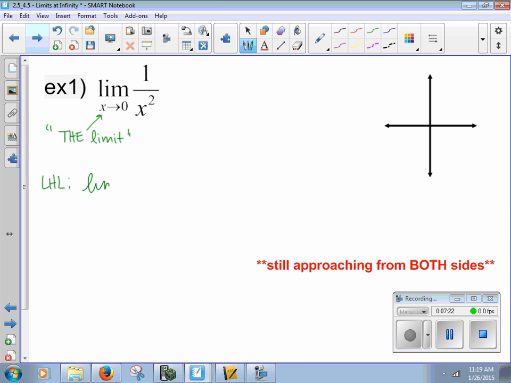This is what we do. We go ahead and write it. The limit as x approaches 0 from the left of 1 over x squared. Now, folks, we're approaching 0.